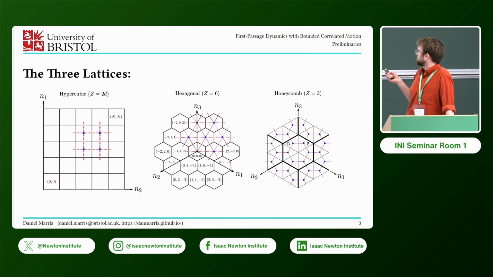And the honeycomb lattice is perhaps the most complicated. It's got a coordination number of 3. And the reason I say it's the most complicated is just because you've got these two different site types. You've got the negative site and the positive site. And you can see there's slightly different movement statistics on those sites. So it adds another little layer of complexity there.